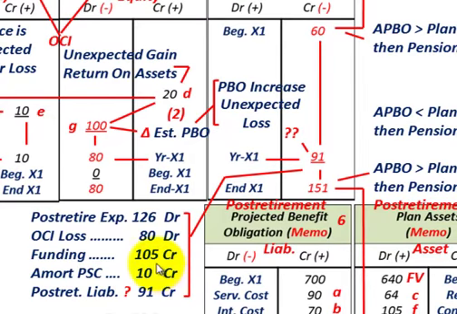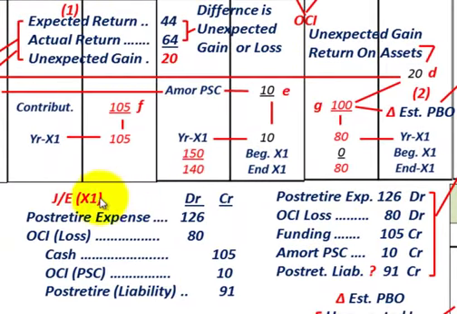Okay, so now let's look at our journal entries for this example. This is what we would have to record for the year. We wouldn't really be dealing with the projected accumulated post-retirement benefit obligation or our plan assets. Those are just memo accounts, but here's where the journal entries come in, and this is what we'd actually be recording. So our post-retirement expense, we would have debited for $126,000. Then our other comprehensive income on the loss, we would have debited for $80,000.